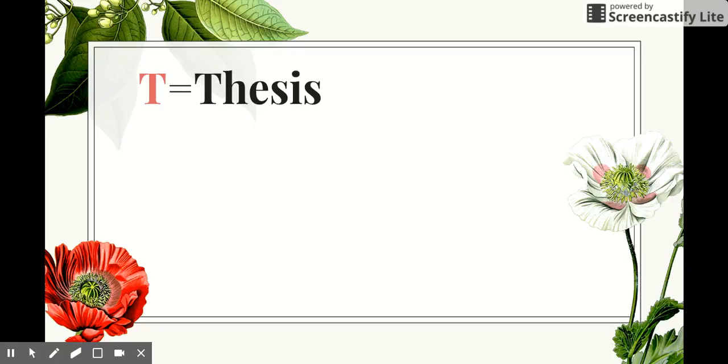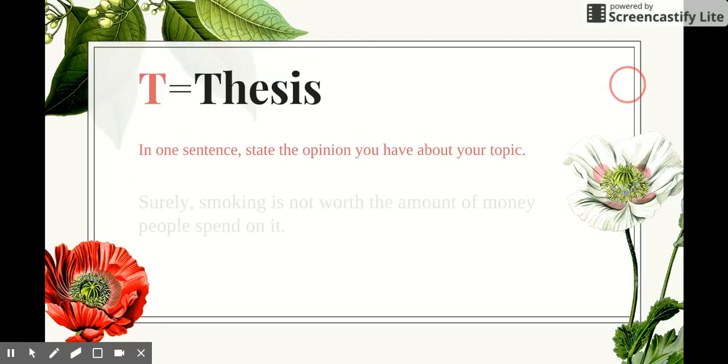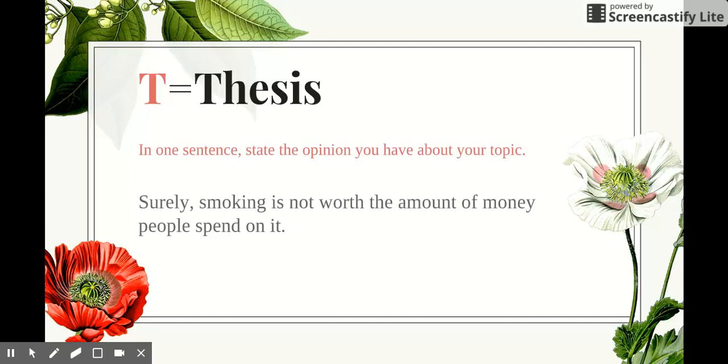Now, your thesis statement. Remember that your thesis is one sentence that states the opinion you have about your topic. Here's the answer. Surely, smoking is not worth the amount of money people spend on it.